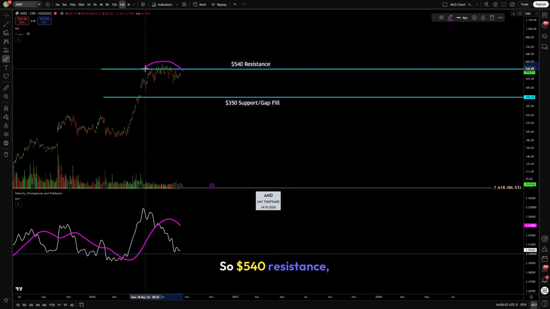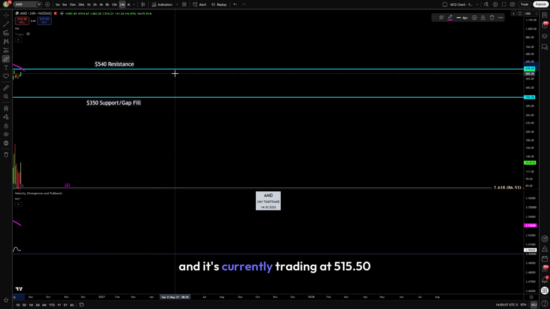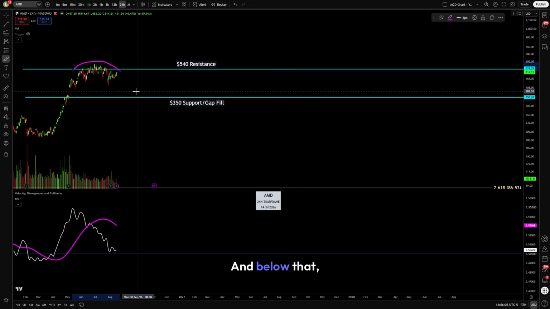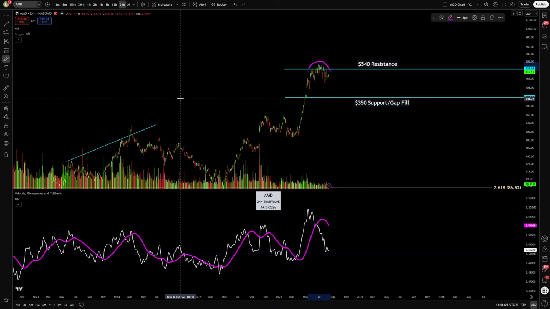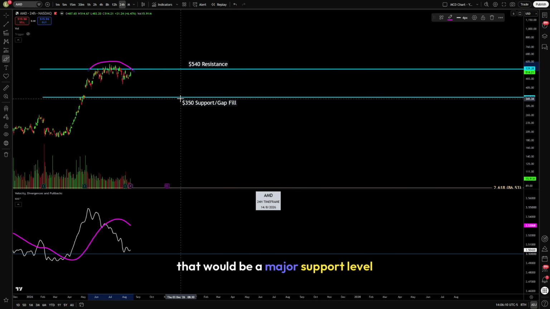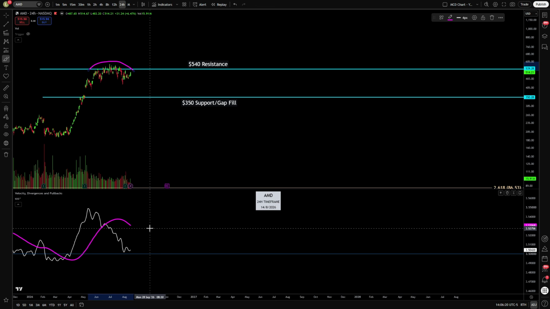So $540 resistance, it's creating this rounding top over here, and AMD is currently trading at $515.50. Below that, as we can clearly see, there's a gap to fill at $350. And I believe that would be a major support level if the resistance doesn't break. So that's the major question. Now, when we dive in and look at the velocity, it starts to give us hints. It starts to give us an edge against the market.